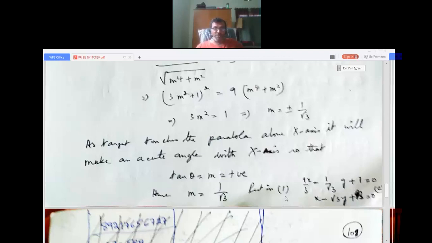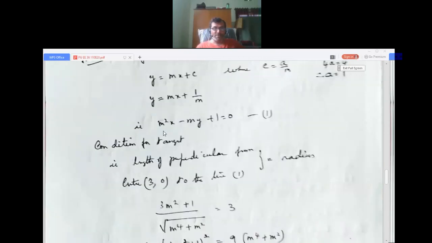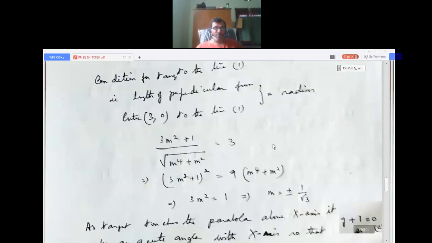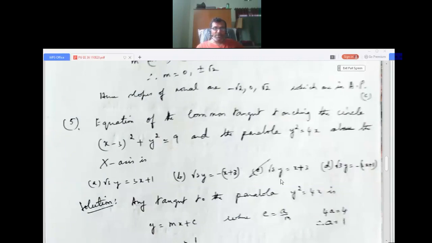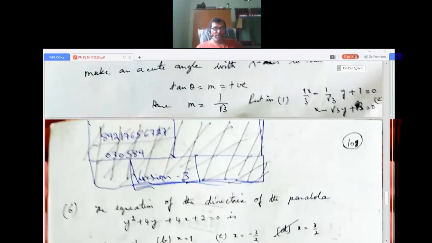Now I'll put the value m equals 1 by root 3 here. So 1 by 3 x minus 1 by root 3 y plus 1 equals 0. So I get x minus root 3 y plus 3 equals 0, that is root 3 y equals x plus 3. This will be the equation of the common tangent. Just go through this, any doubt is there, please ask.